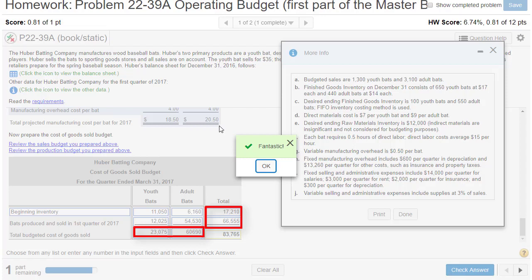So we're done with the hardest part of the operating budget. The cost of goods sold budget is by far the most complicated part. The next part is pretty easy.